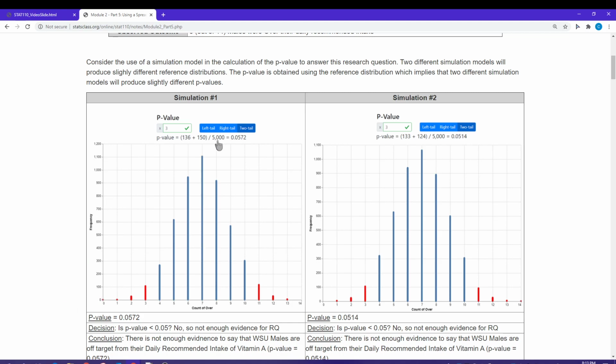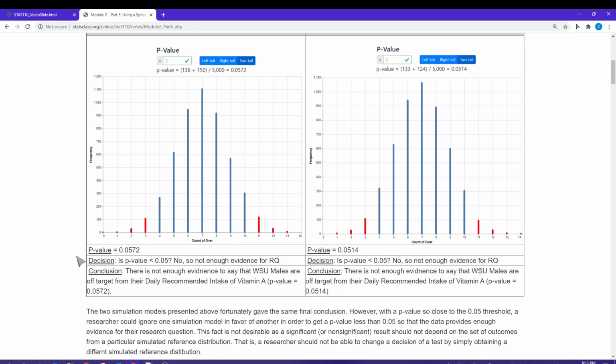So the p-value was close to the 0.05 threshold for this example. If we went ahead and made our decision and our conclusion, we learned that we did not have enough evidence. At least I did not, because my p-value, which was 0.0572, did not quite meet that threshold of 0.05.